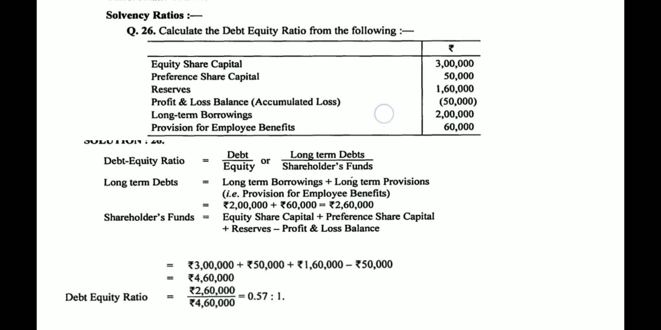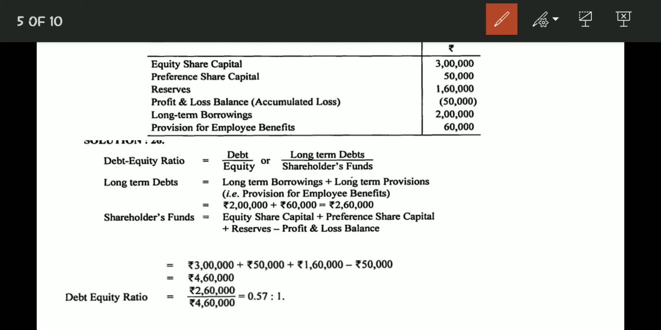Long-term debts are given here. Long-term borrowings and provision for employees' benefit added, then it will be 2,60,000. Okay, and what are the shareholders' funds? Share capital, preference share capital, reserves and profit and loss, that is accumulated loss here, so it will be less. So the total aggregate is 4,60,000. So 2,60,000 divided by 4,60,000 equals 0.57:1. So is it a good position or a bad position of the company?